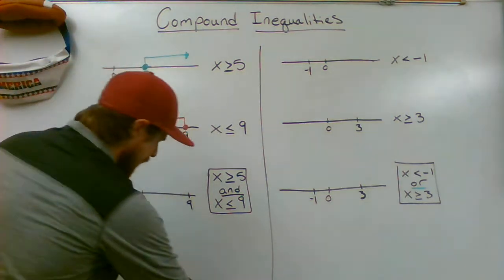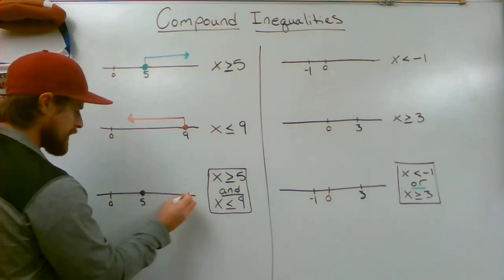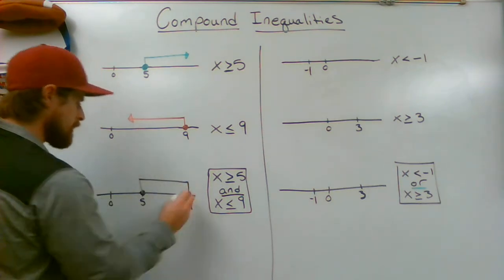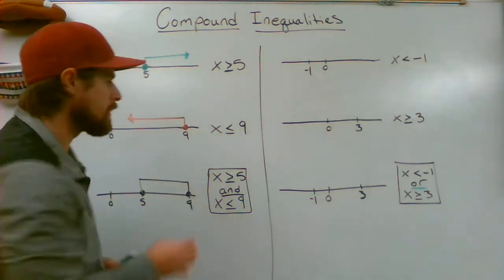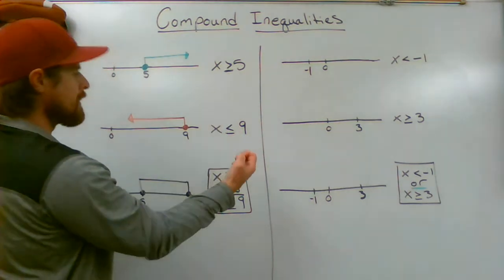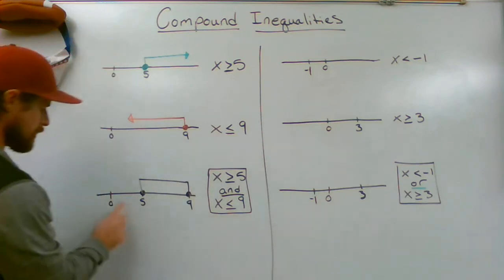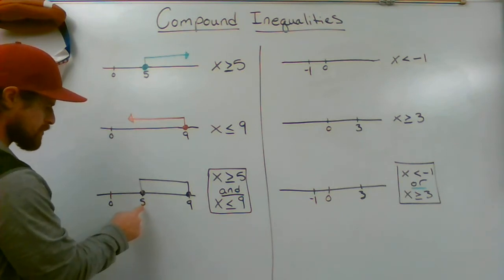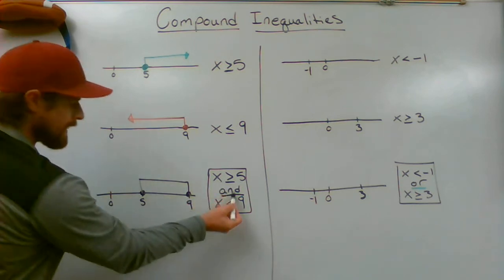Now when we have that happen, that is called an "and" statement, because what we're saying is it has to be between these two values. For this specific inequality, could I say 0? Is 0 less than or equal to 9? Yes, but it's not greater than or equal to 5. So it wouldn't fit. Notice 0 is not one of my solutions. My solutions are only numbers between 5 and 9. That is an "and" statement.